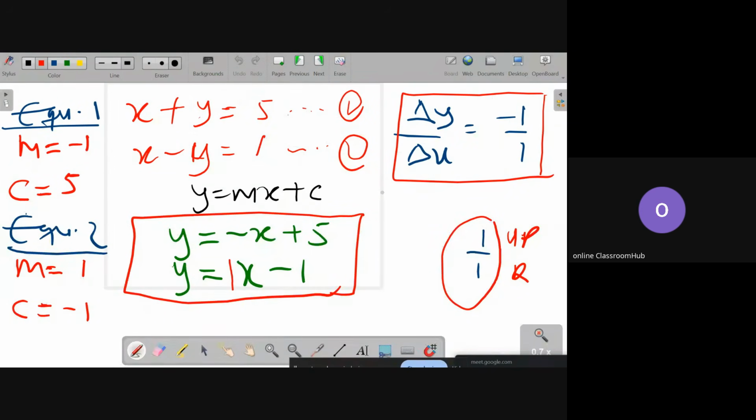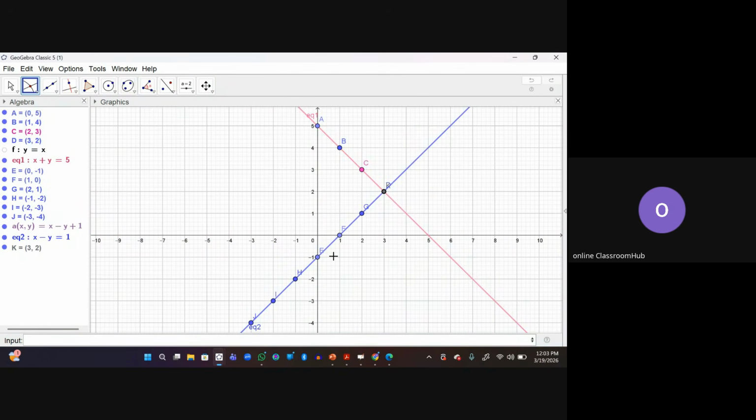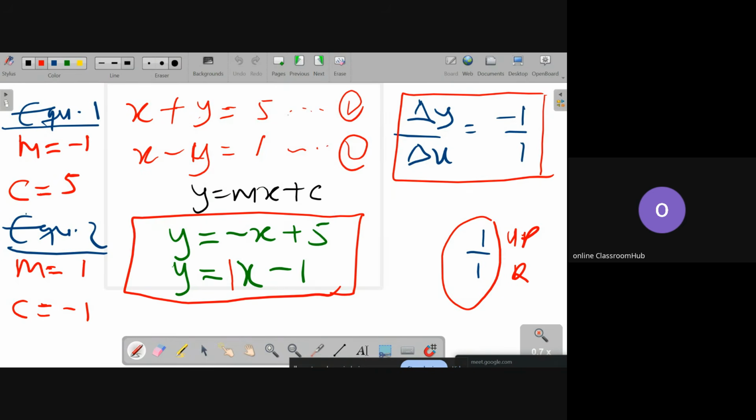So go and plot your c on the graph. In this case, for equation 1, the c is 5. So go to the graph and plot your c, 5. Now use the m, the gradient, to do movements along the x and y axis. We know gradient to be change in y over change in x. So the top is for y, the bottom value for x. In this case, we are having negative 1 over 1. So the negative 1 is for y, then 1 is for x.